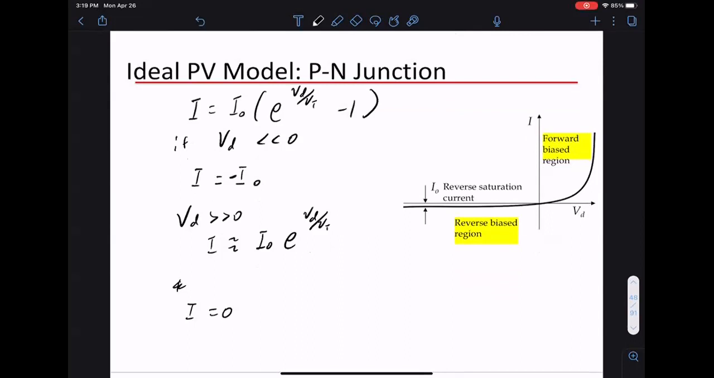So I go from minus I0 to exponential growth in current. When do I cross this, the point where I equals 0? At what voltage? Zero. So right, yeah, sorry. So we have VD equals 0, that's correct. You have this I being 0, right, which makes sense.